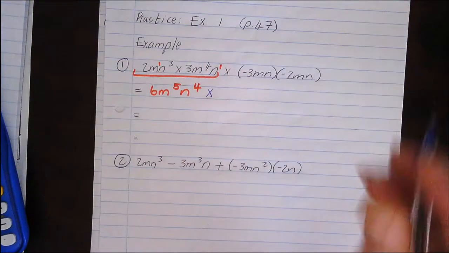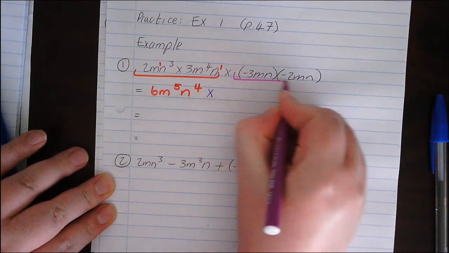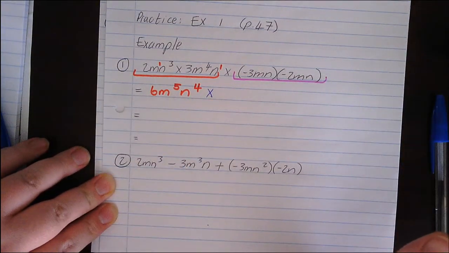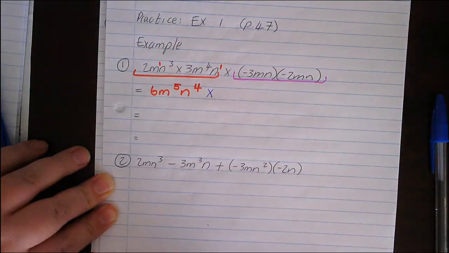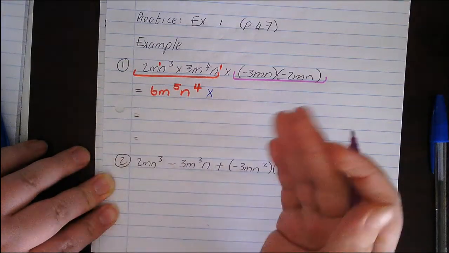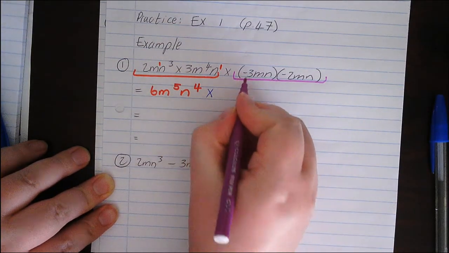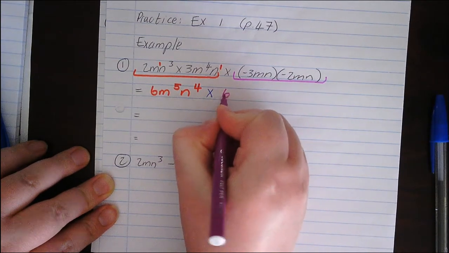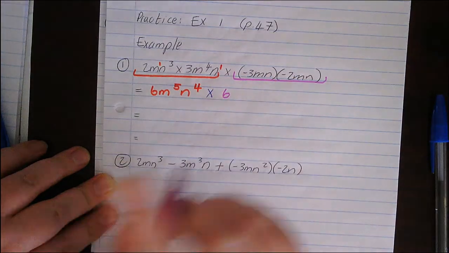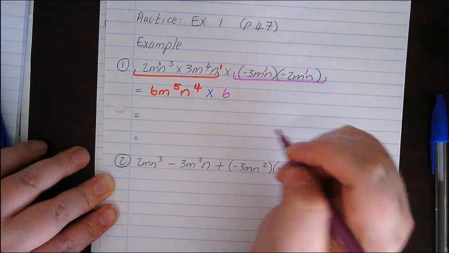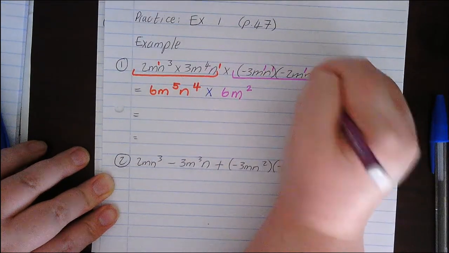Times. Now, we're going to multiply these together. And you can do it in a different order. You can do it these, then that. You don't have to do it like this. But it's going to give you the same answer. Negative times negative is positive. 3 times 2 is 6. Remember, it's not 3 to the power 2. It's 3 times 2. Add this exponent to that exponent. That's m to the power 2. And this exponent to that exponent.